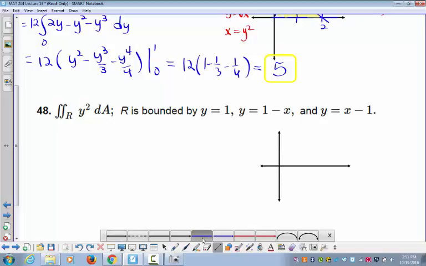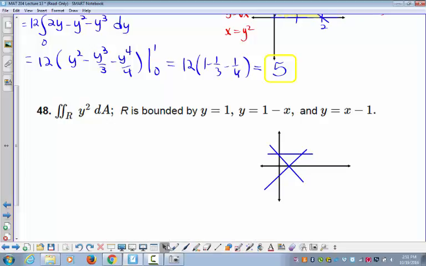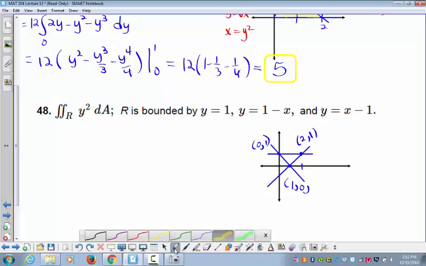So we have a line of slope 1 and a line of slope minus 1. Y equals 1. That's pretty good. All right. Everybody agree with that region? So this point over here is at 2. So that's, where are we? That one. So it's 2 comma 1, right? That point is 0, 1. And that point is 1, comma 0. So there's our region.